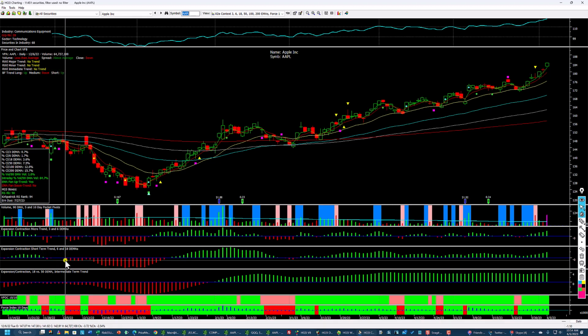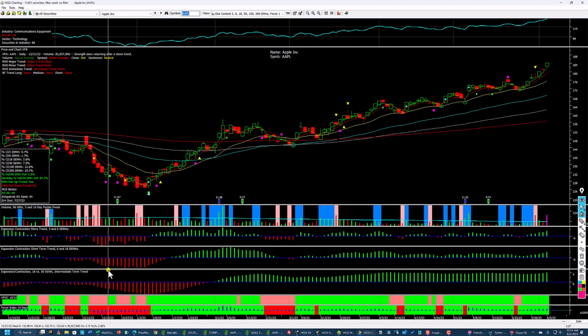Here they both went on the same day, to the downside, and the upside, and the downside. Here we got an up on the volume point of control, but it was filtered out by the force index 10-day.